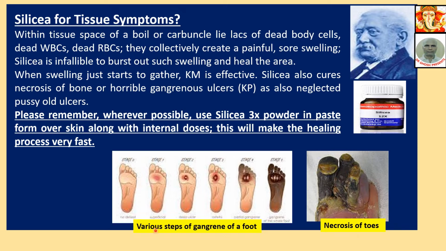See these pictures of various gangrene of the foot. How gangrene of the foot occurs. Here the bones are exposed, the muscles and the skin structure are destroyed. Here the necrosis of toes. This toe will completely fall off the foot, because it is necrosed.